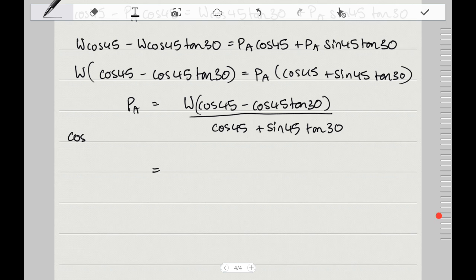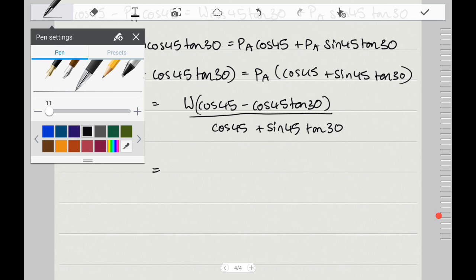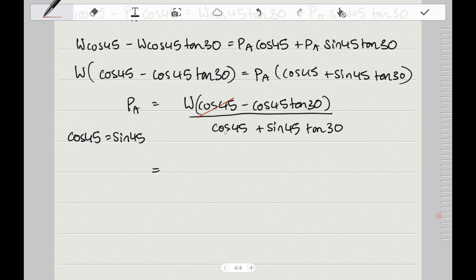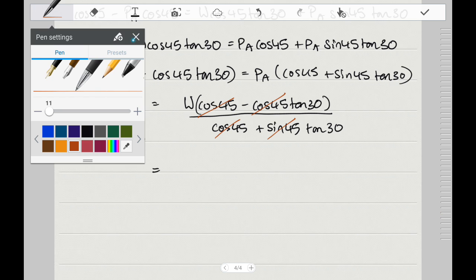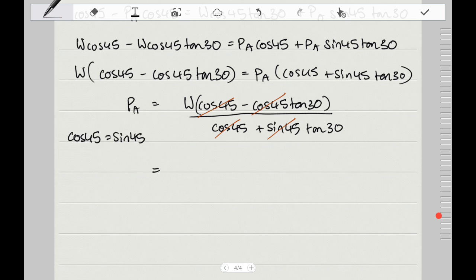If we know that cos 45 equals sine 45, and cos 45 and sine 45 are in every term, I can just cancel them out, because they're all equal to root 2 over 2, or 2 over root 2, one of those. So I end up with W (1 minus tan 30) over (1 plus tan 30).